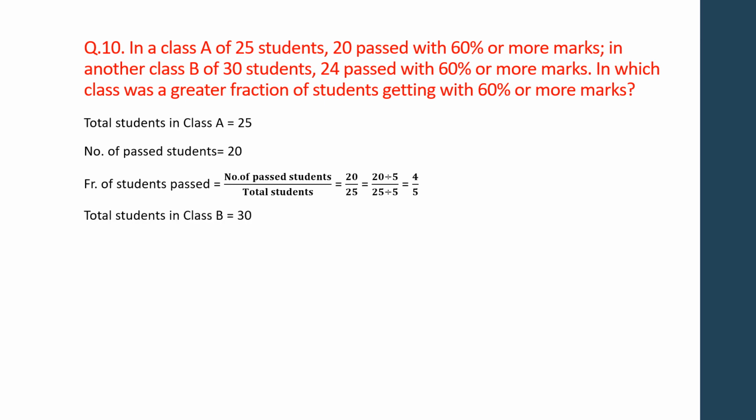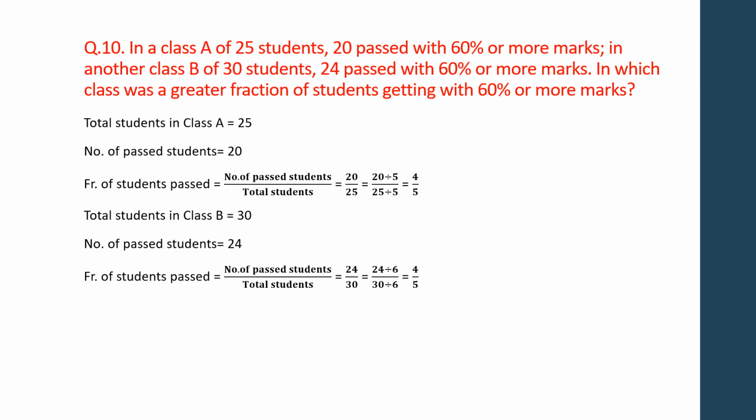Total students in class B, that is 30. Number of passed students in this class, that is 24. Now, fraction of students passed, that is number of passed students divided by total students, 24 by 30. Now, 6 is the highest common factor. 24 divided by 6 and 30 divided by 6 gives us 4 by 5. Therefore, the same fraction 4 by 5 of the students got 60% or more marks in both the classes.